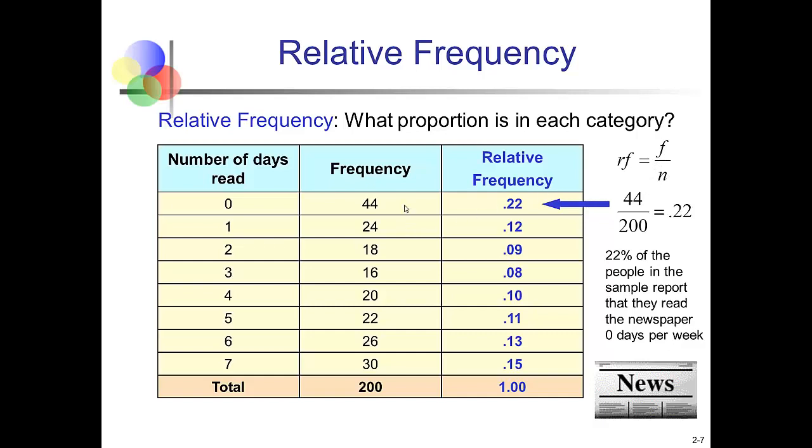So for the first row here, our frequency was 44. 200 people were surveyed. That gives us a number of 0.22, or a relative frequency of 0.22. That's a proportion, so we can talk about it like a percent. 22% of the people in the sample reported that they do not read the newspaper at all.